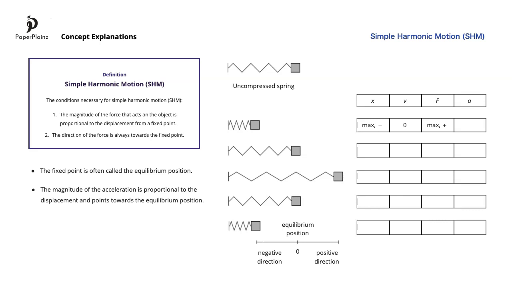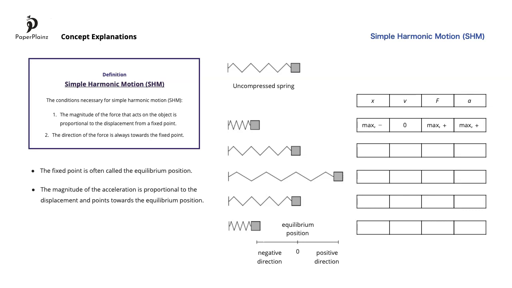Moving on to the acceleration, recall that force is equal to mass times acceleration. Since the mass of the object is a scalar and it does not change, the acceleration must behave exactly the same way as the force. Therefore, the magnitude of the acceleration is also at its maximum, and since it is pointing to the right, it is positive. At the second position, the object is passing through the equilibrium position and is moving to the right.